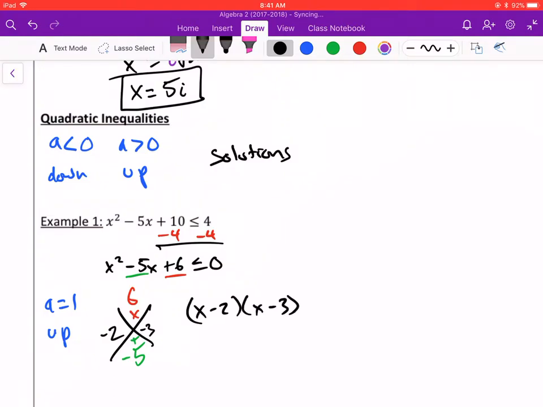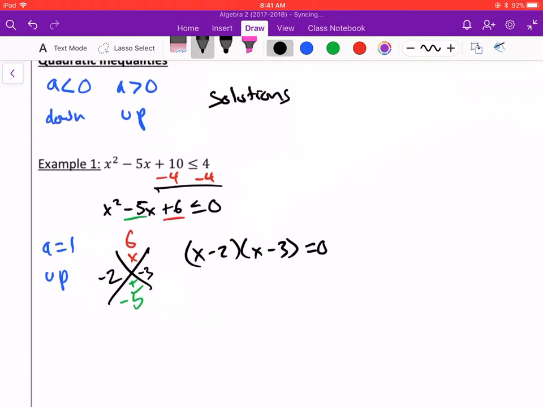Let's just treat this as 0 for now while we get our solutions. I know the inequality was different over here, but let's just treat it as 0 for now. So to solve this, let's put it equal to 0.